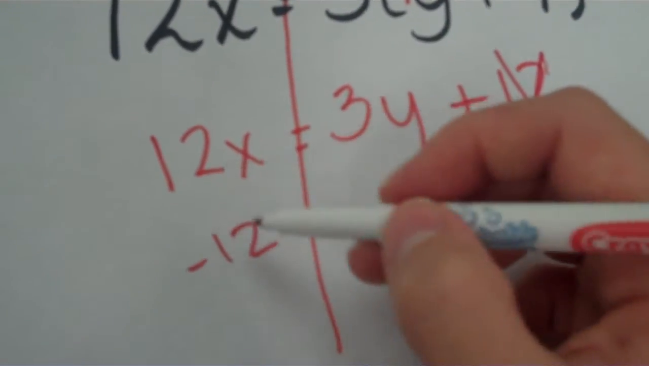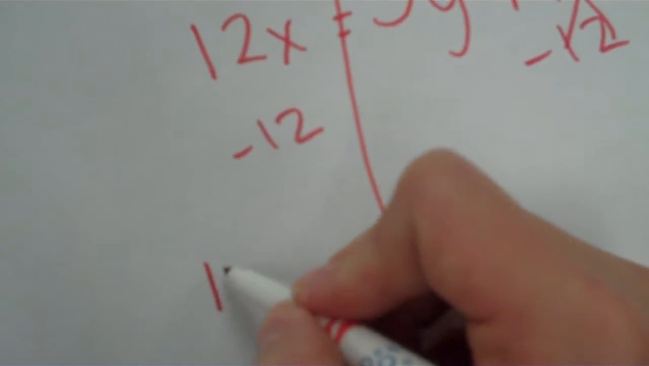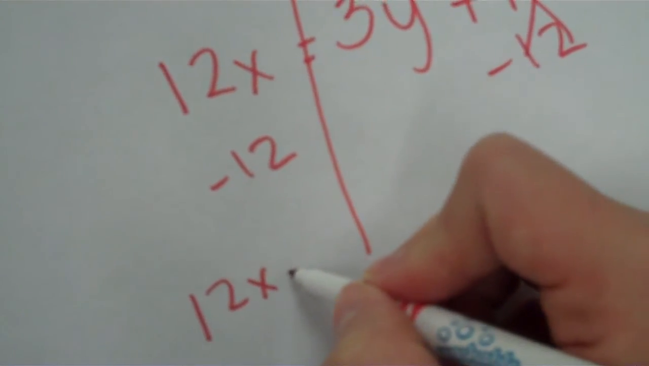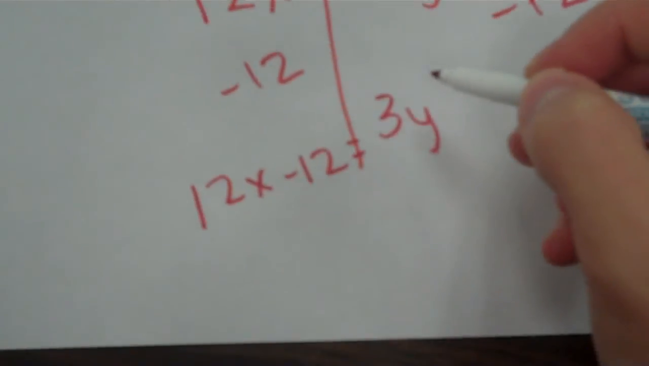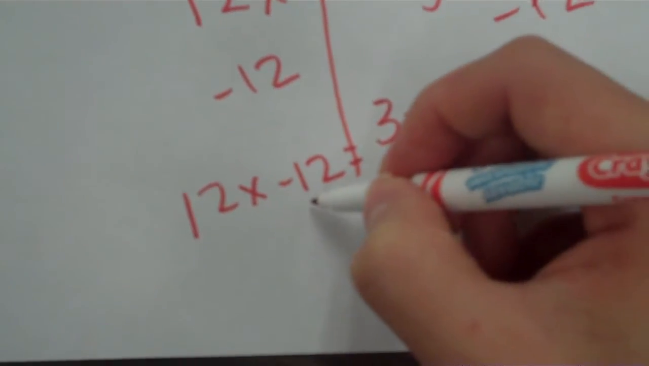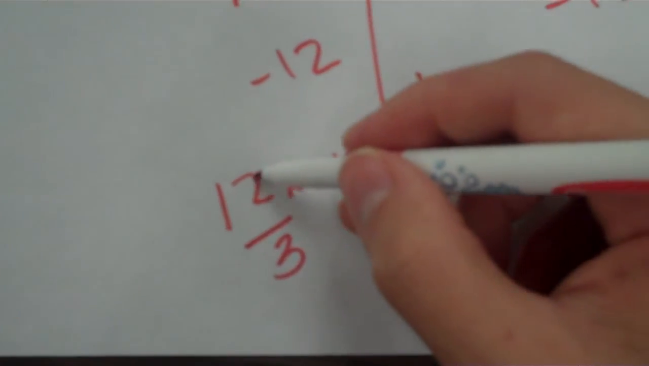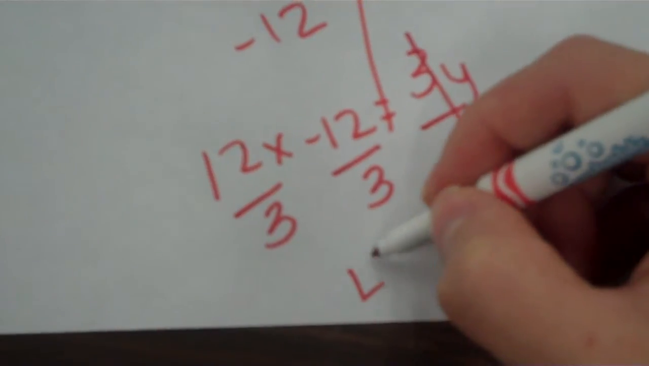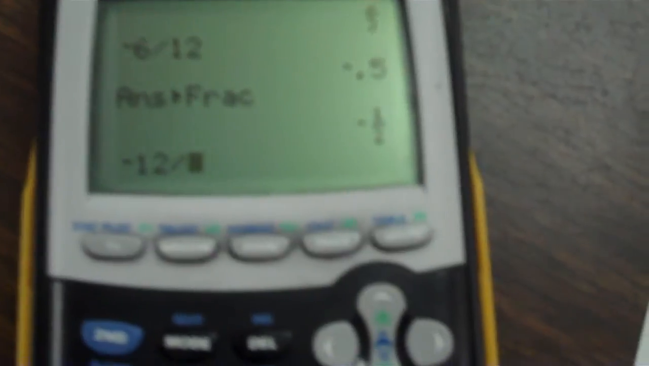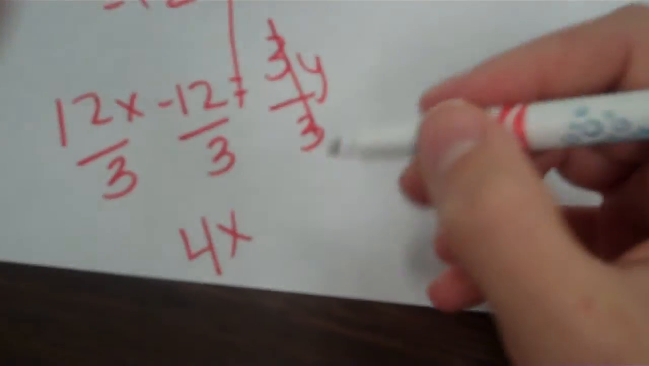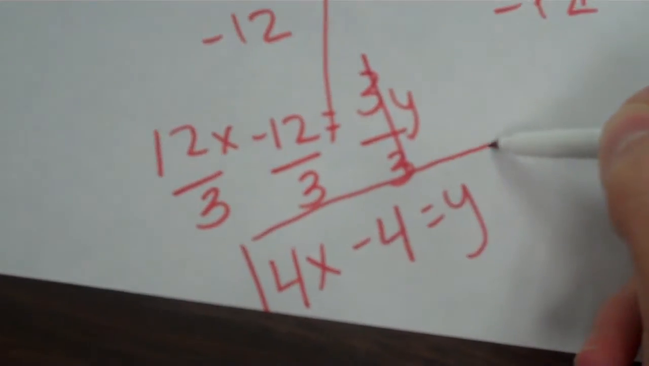Can I actually subtract these things? And in your head you say no, because that's an x and that's not. So I have to write them side by side. So 12x minus 12 equals, and then the 3y comes down. And then you divide everything by 3. So yet again, this should all be very familiar, nothing too crazy. 12 divided by 3 is a positive 4, and the x comes down. Negative 12 divided by 3 is negative 4. So minus 4 equals y.